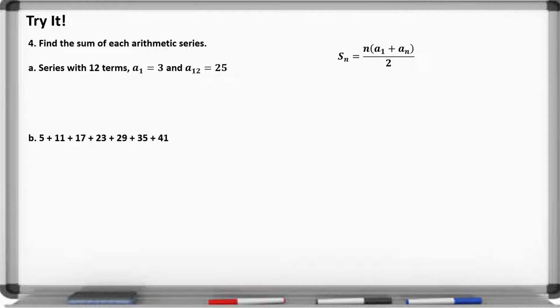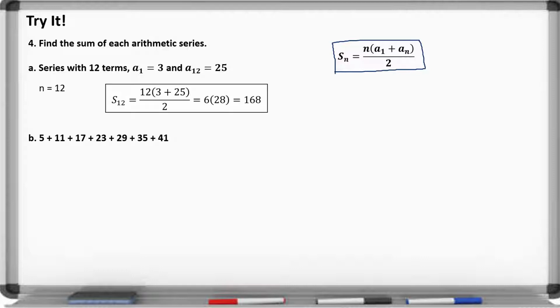All right, so we're looking for a series with 12 terms, and they tell us the first term and the 12th term, or the last term. Plugging this into the formula, we know that n is equal to 12. We know a1 and a12, so we can simply go ahead and plug it in. So n is 12, a1 is 3, a12 is 25. Plug in the numbers. Notice to get the 6, I did 12 divided by 2, and that's how I got 6. And then I multiplied 6 times 28, which is 168.